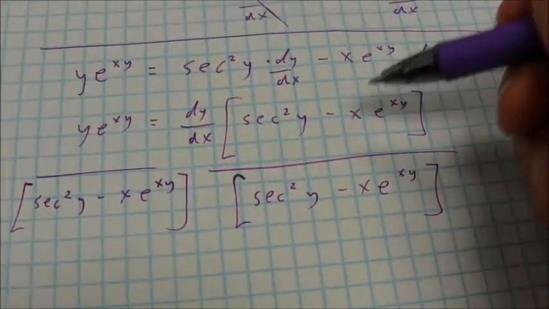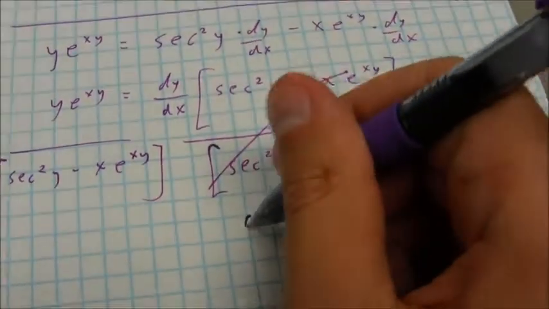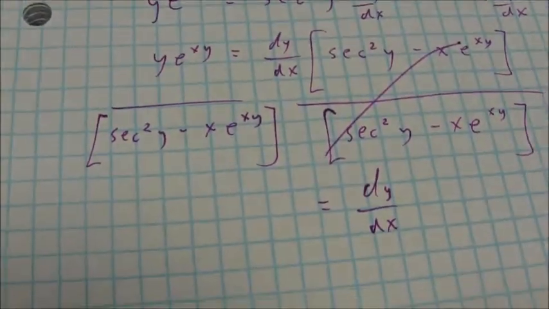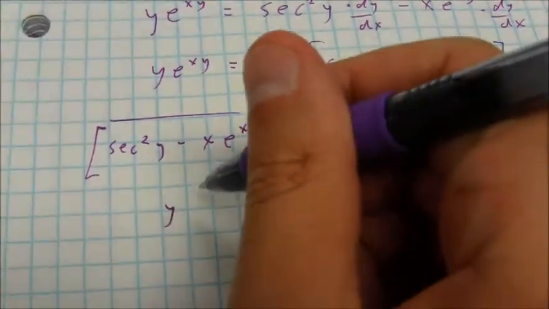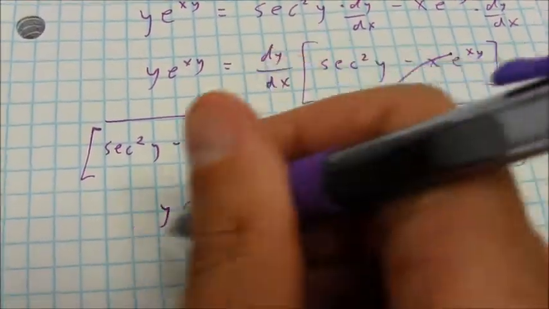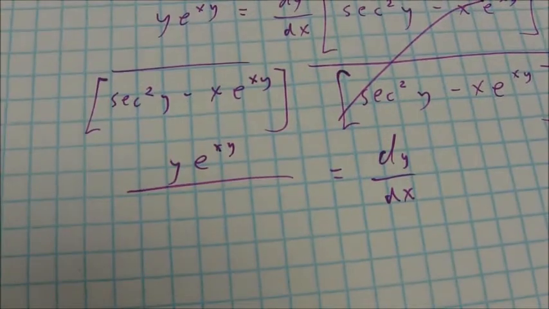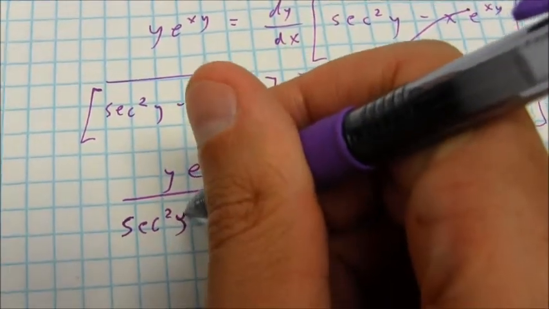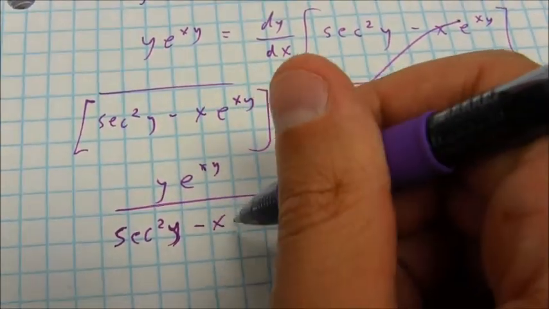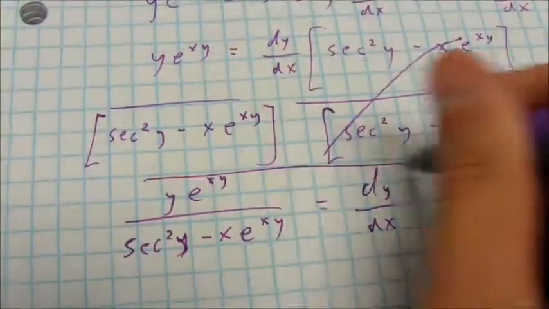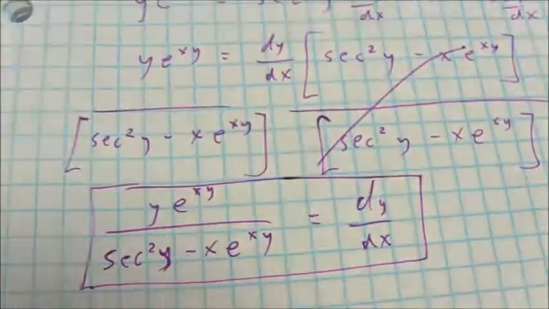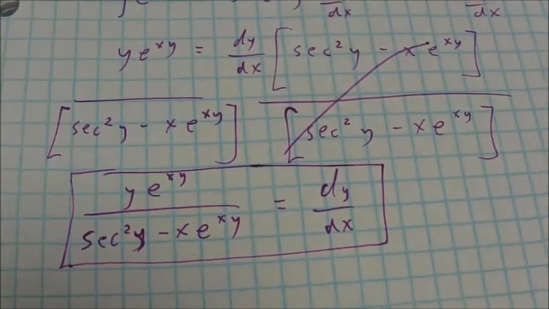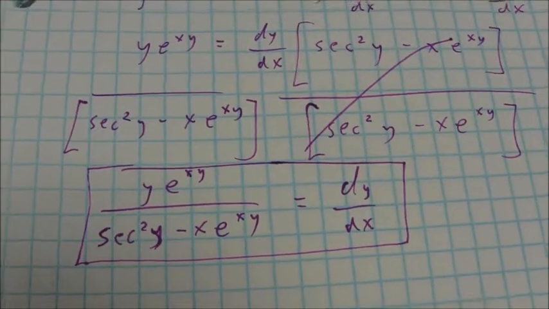Okay, what's going to happen? Well, this divided by itself is equal to 1. So I have dy dx isolated on the right side of the equation. And on the left side, I have the oh so simple y e to the xy over secant squared y minus x e to the xy. And that's my final derivative, simplified as it may seem.